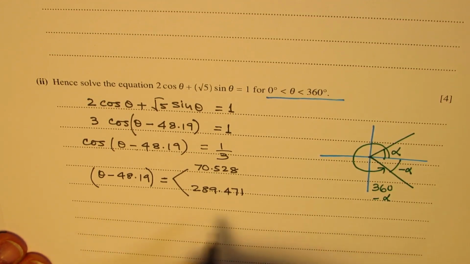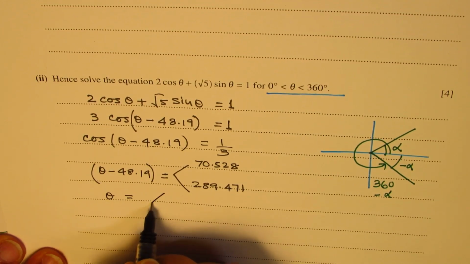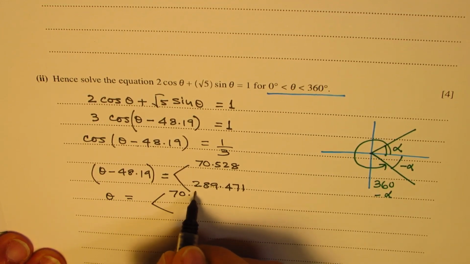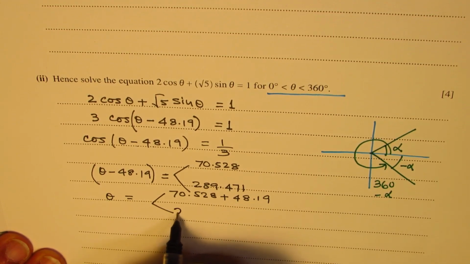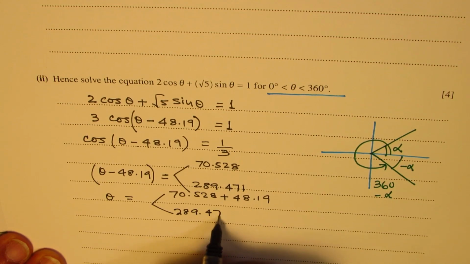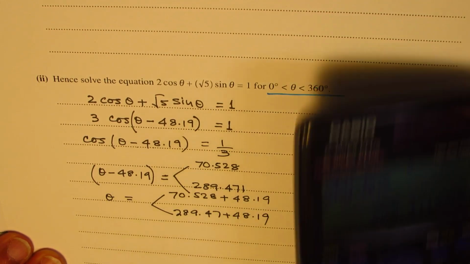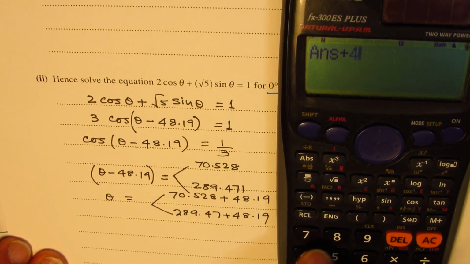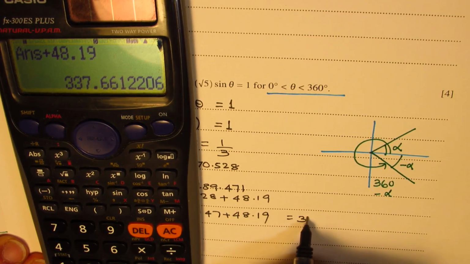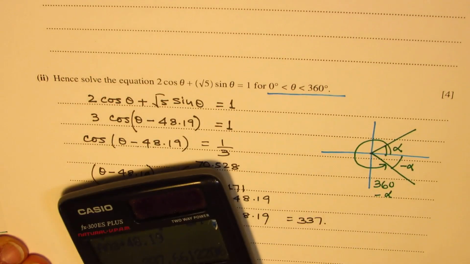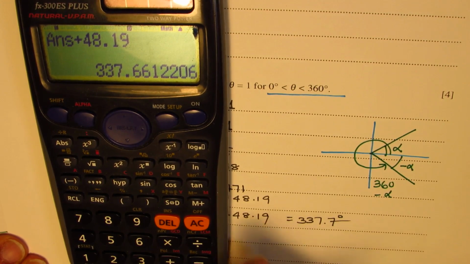So that means we can write theta as equal to two answers: 70.528 plus 48.19, or 289.47 plus 48.19, right? So let's add this up. You add 70.528 and 48.19, and you get one answer as 118.72. Now this answer, they're not specified, so we'll just go for one decimal place in degrees.